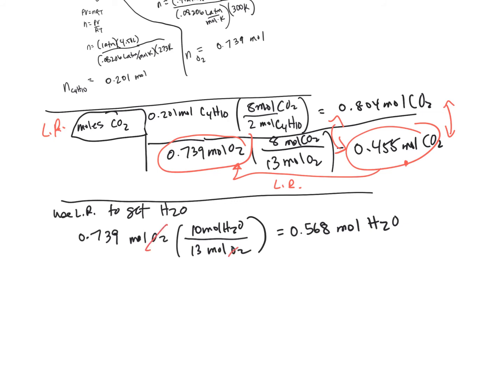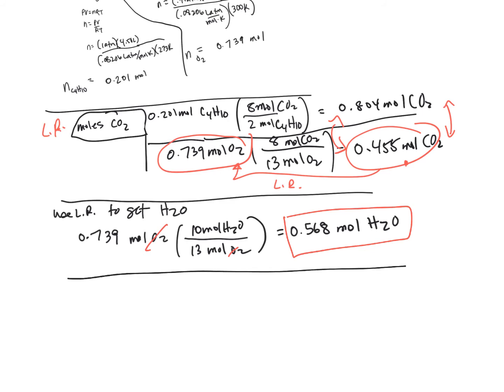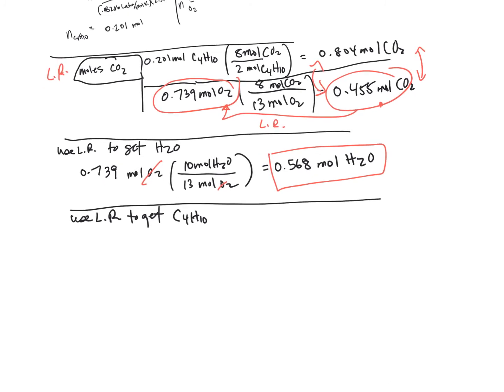So the moles of O2 cancel and you have moles of H2O. So that will be the amount formed, 0.568, and that's because the limiting reactant told us that. Next, you want to use the limiting reactant to get the amount of butane. First you want to calculate the amount that's used up, and then you want to use that to get the amount of butane that's left over.